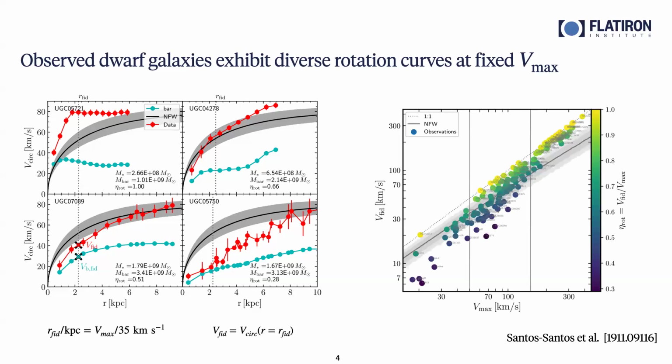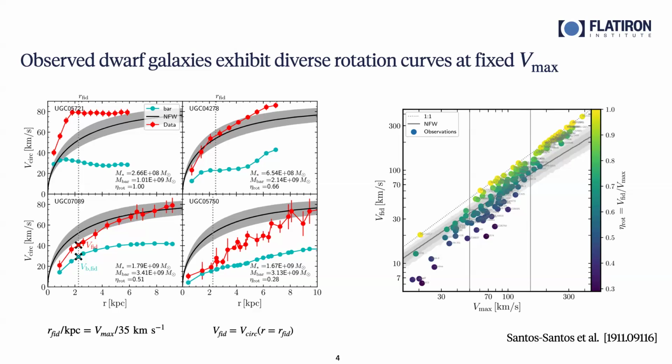The points are now colored by what's called eta rot, so V fid over Vmax. So this is basically a proxy for how fast or slowly you rotate in the central region, where below approximately 0.65, you're rotating more slowly than NFW in the central region, and above, you're rotating more quickly. And this dashed line is 1 to 1. And so what you'll see is between approximately 50 and 100 kilometers per second, there's this large spread at a fixed Vmax, which is a proxy again for the halo mass.